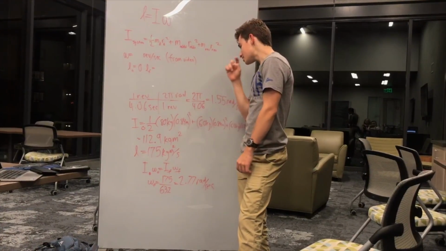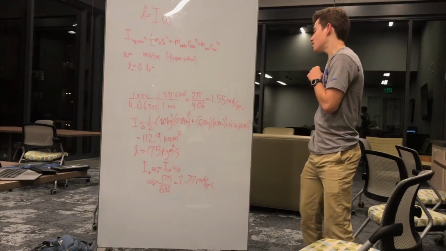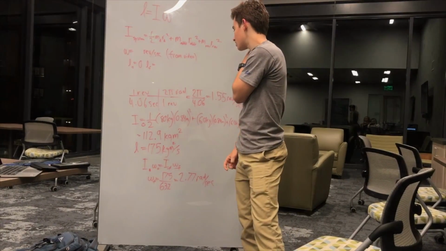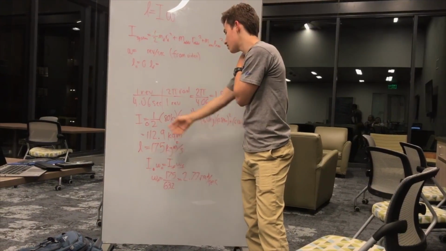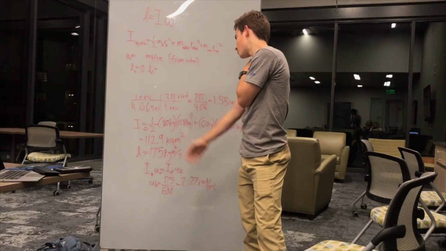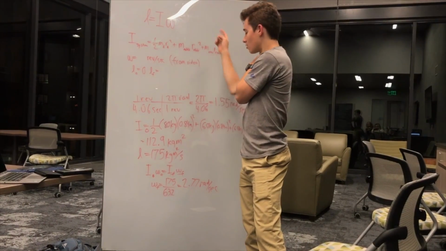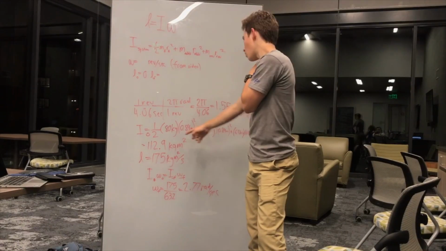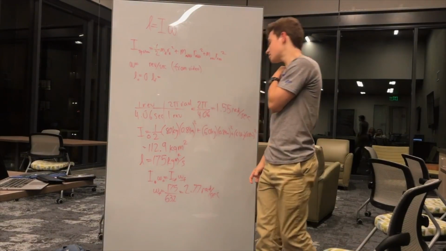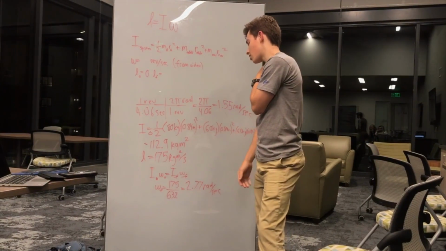Through dimensional analysis, we converted this to radians per second, and we got that the initial angular velocity is 1.55 radians per second. Our initial moment of inertia, from this equation right here, comes out to 112.9 kilogram meters squared. Since L equals I omega, we then multiplied 112.9 kilogram meters squared by 1.55 radians per second in order to get an initial angular momentum of about 175 kilogram meters squared per second.